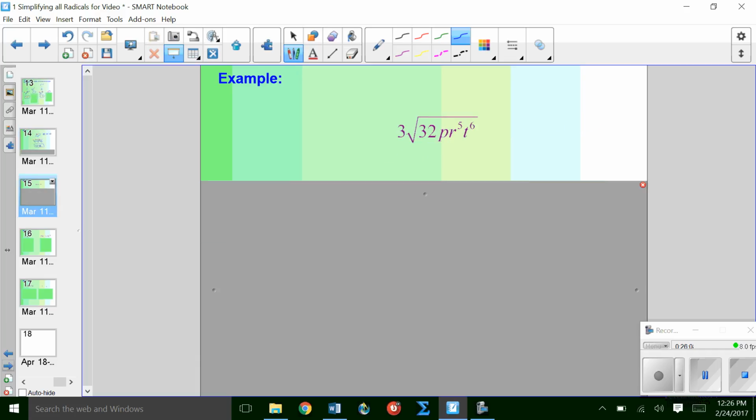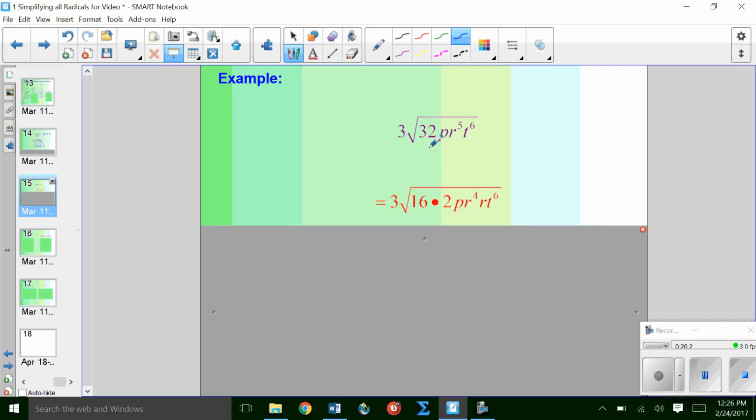All right, so let's try that with this one. How about you try it on your own when you're ready to check it? Pause the video, then click play to check. Okay, so with this one, hopefully you broke your 32 down into 16 times 2. 16 was the largest perfect square factor of 32.